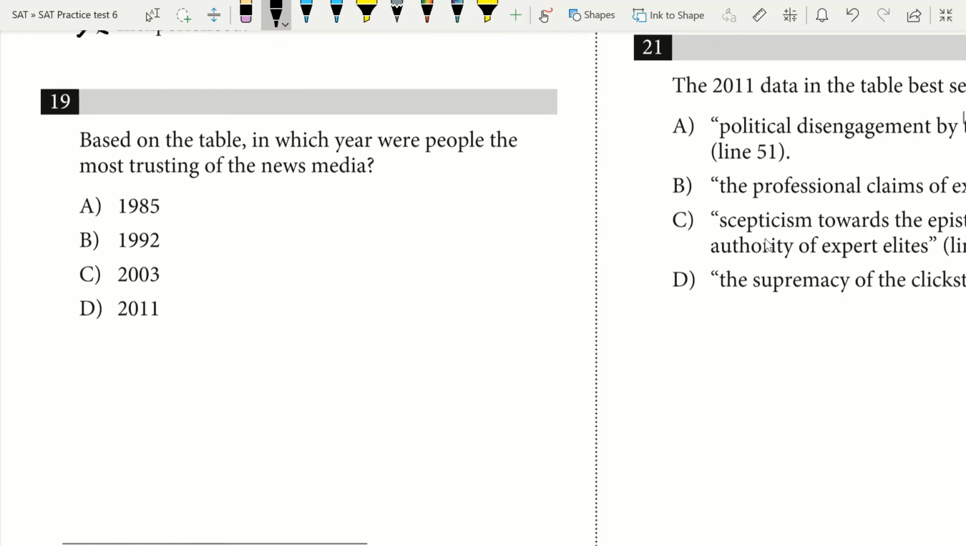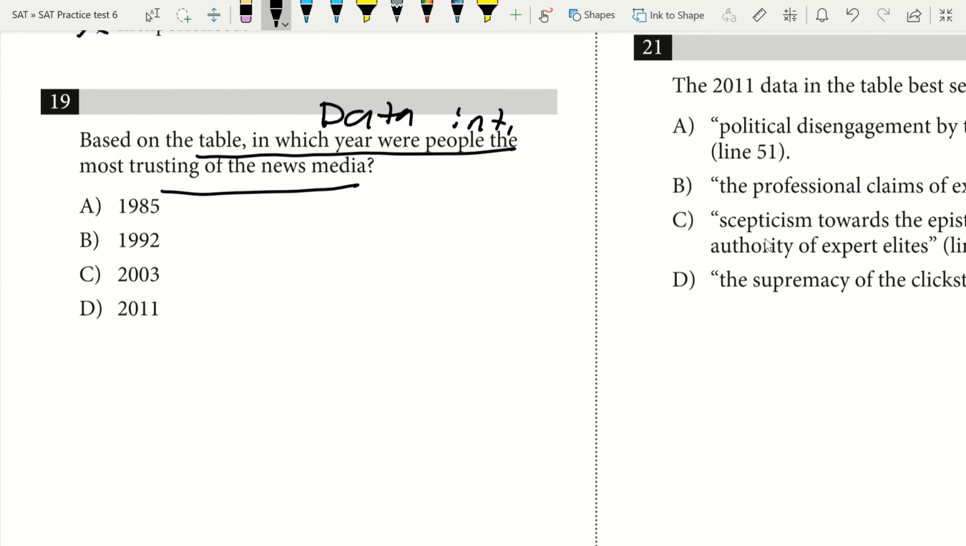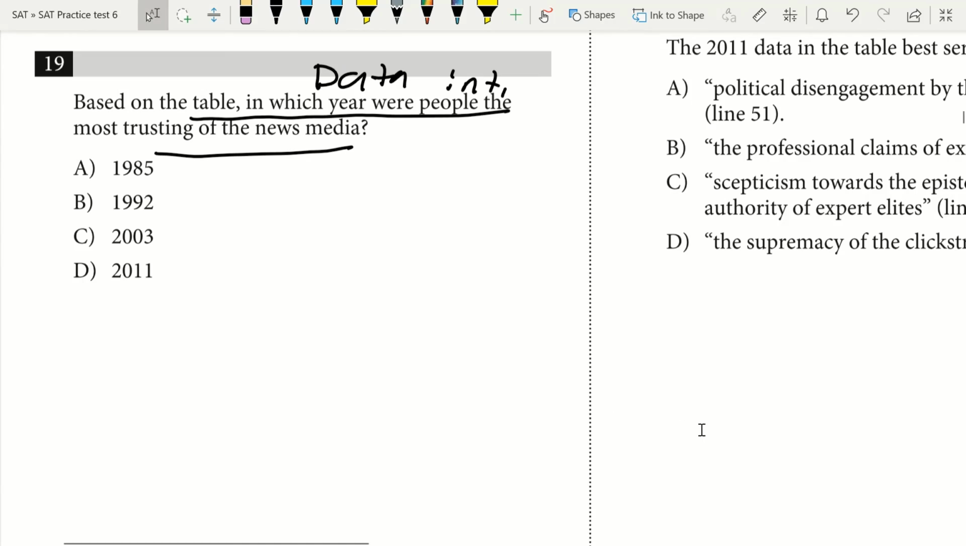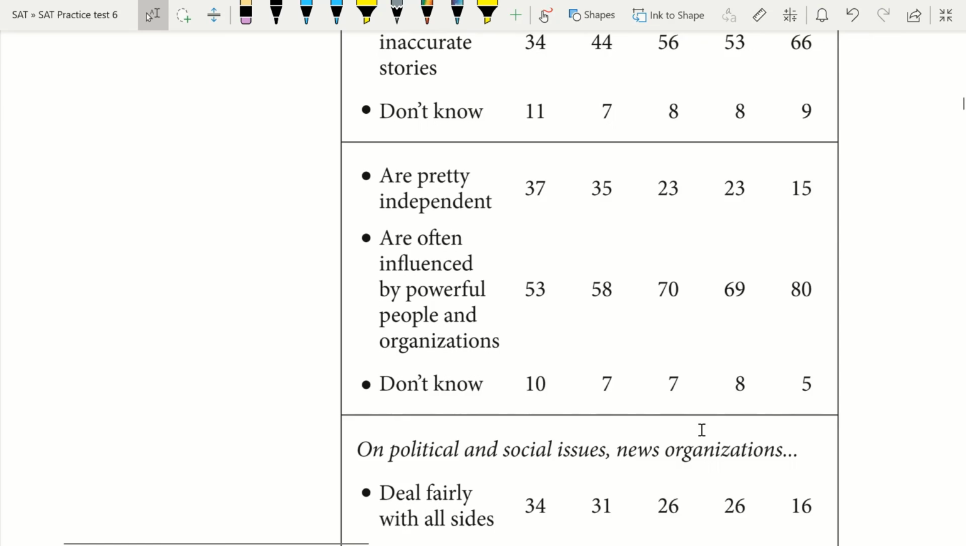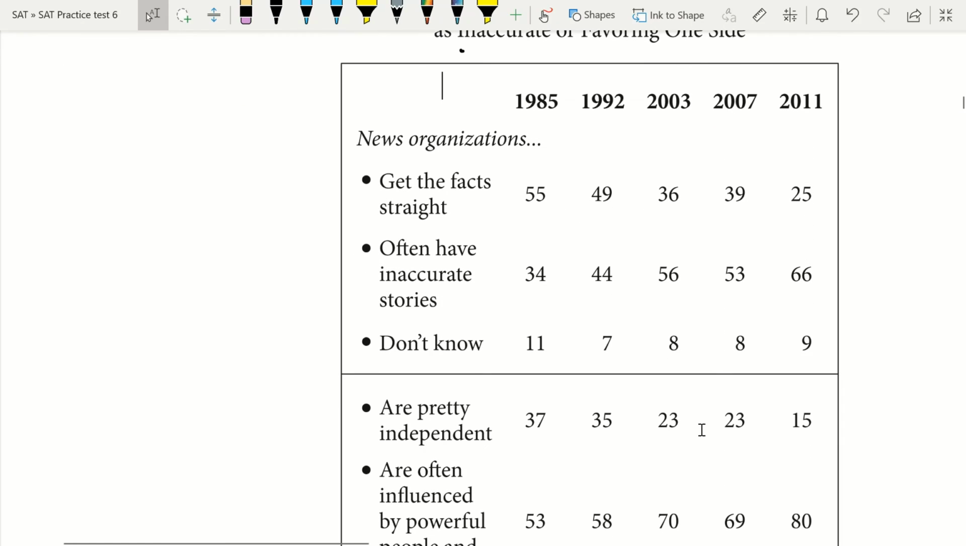Okay, 19, based on the table. This is a data interpretation question. Anytime we are asked to interpret data from a table and apply it to the text, that's basically what I would call a data interpretation question. So, based on the table, in which year were people the most trusting of the news media? Let's go back up to our table and find when they were most trusting of the news media. That's going to be where they have the highest percentage who say that they get the facts straight.